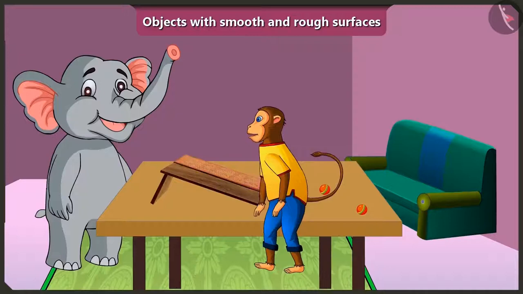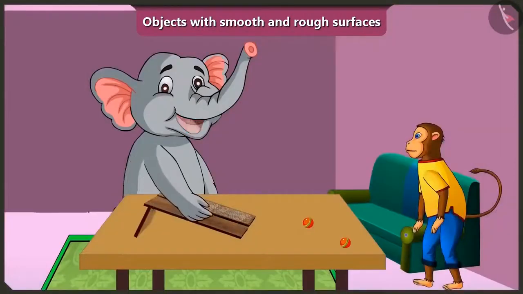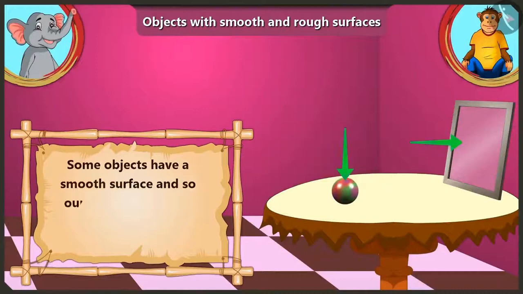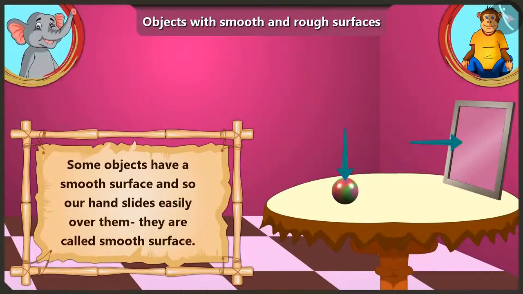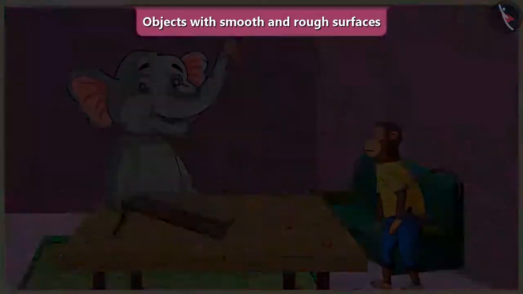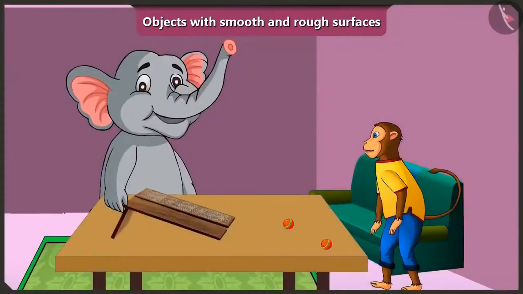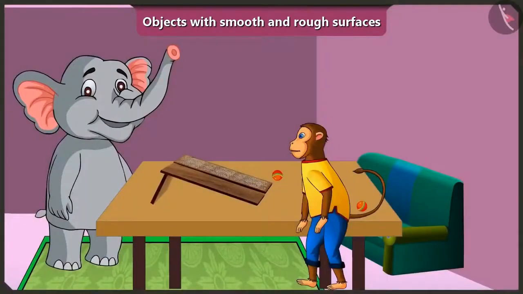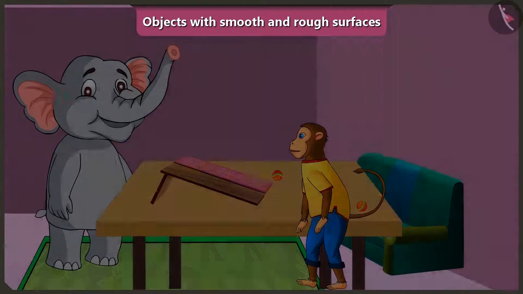Now come, touch it and feel it. My hand is sliding on this. Its surface is very smooth. Yes, Appu. The surface of few things are smooth, so our hand easily slides on them. This is called a smooth surface. Come on, now touch and feel the slope. Oh, its surface is too rough. Yes, correct. This slope has a rough surface, which means this is a rough surface.